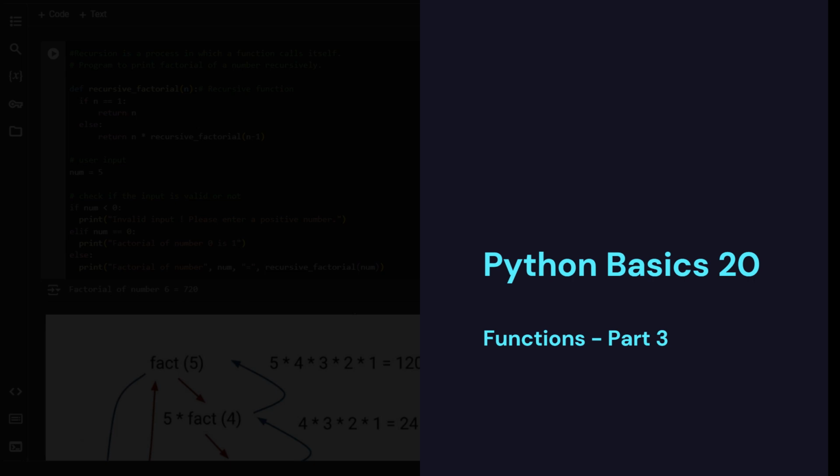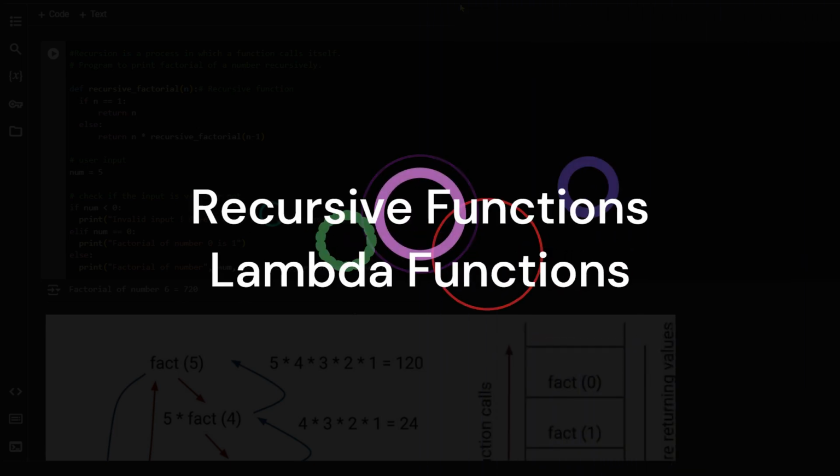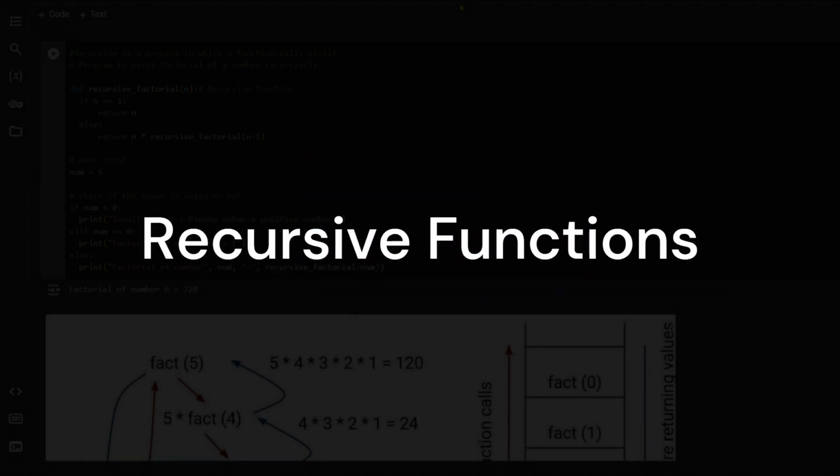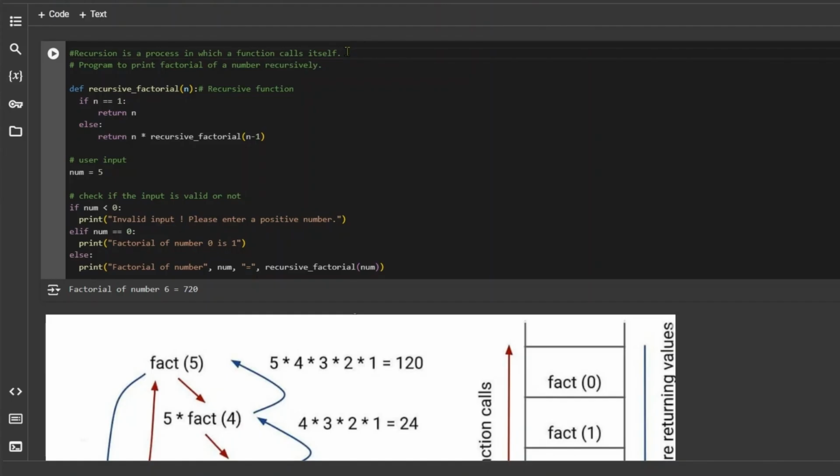In this video of functions, we will have a look at recursive functions and lambda functions. So let's start. Recursion is a process in which a function calls itself, and such functions are called recursive functions. To better understand this, we will take a problem statement: to print the factorial of a number.